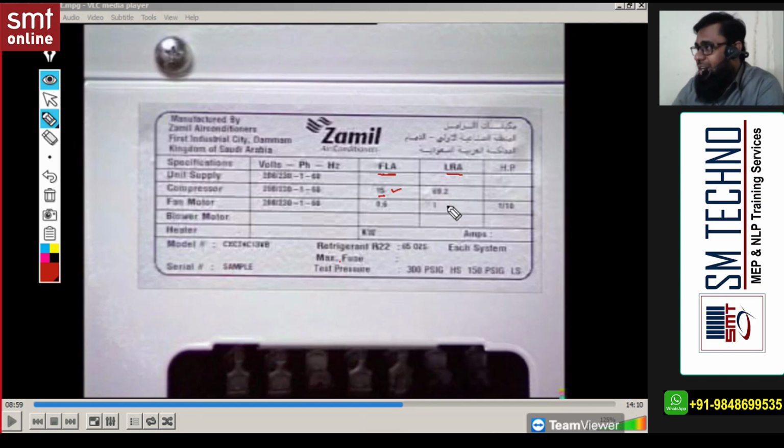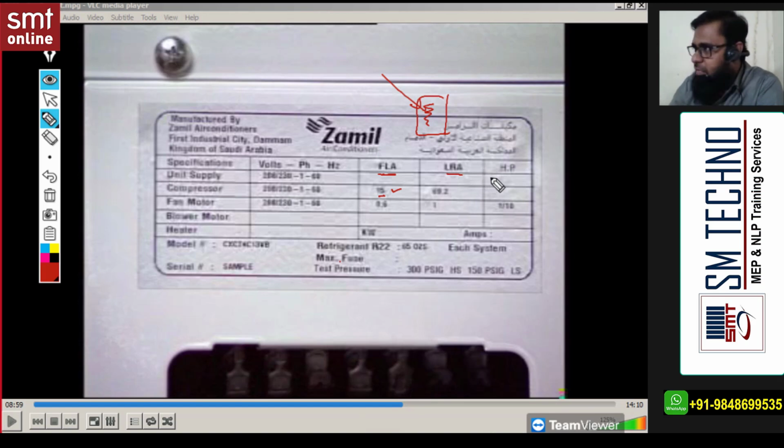Next you see LRA. LRA is what? It's locked rotor ampere. Locked rotor ampere means when the machine is off, the compressor is in lock state, na? Means stationary. So when you switch on the compressor, we require some extra energy to start that. I'll give you a simple example. When you start a bicycle, we require more force on the first pedal, and when you start, then in running you can run easily. So similarly, LRA we can call as starting current.